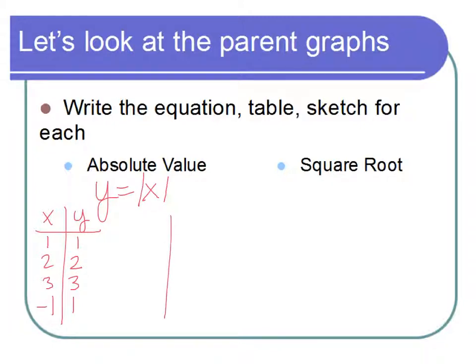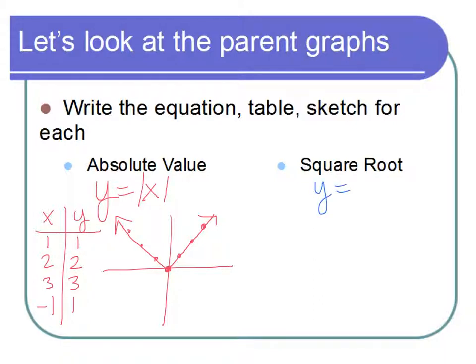Okay, so let's look at the graph then. This is the one. 0, 0 would work. 1, 1, 2, 2, 3, 3. Could go with the negatives and get the same thing to happen. This is a nice V-shaped graph. It has a slope of 1.